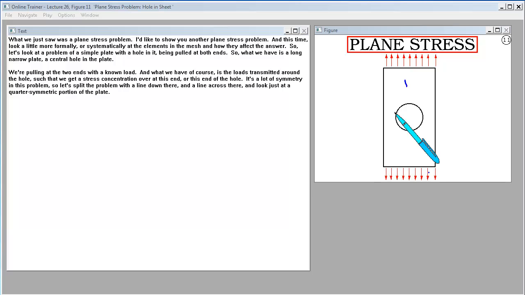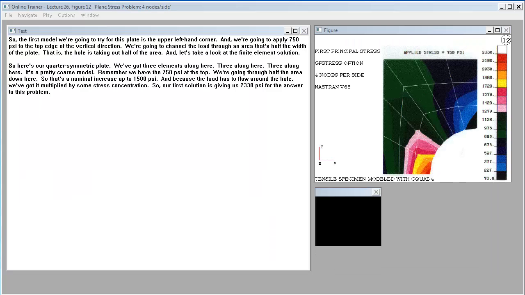There's a lot of symmetry in this problem, so let's split the problem with a line down there and a line across there and look just at a quarter symmetric portion of the plate. So the first model we're going to try for this plate: at the upper left-hand corner, we're going to apply 750 psi to the top edge in the vertical direction. We're going to channel the load through an area that's half the width of the plate. That is, the hole is taking out half of the area.